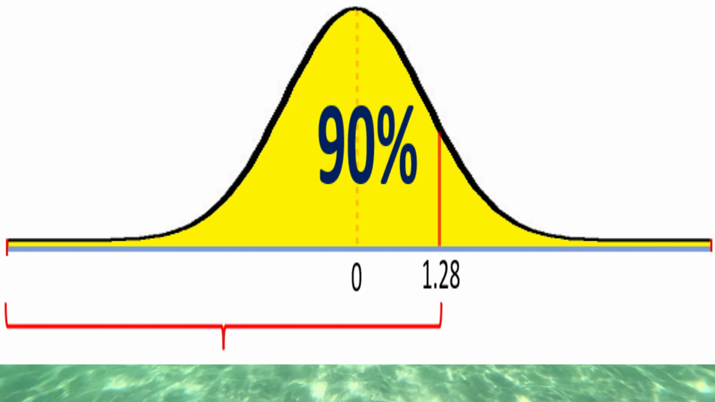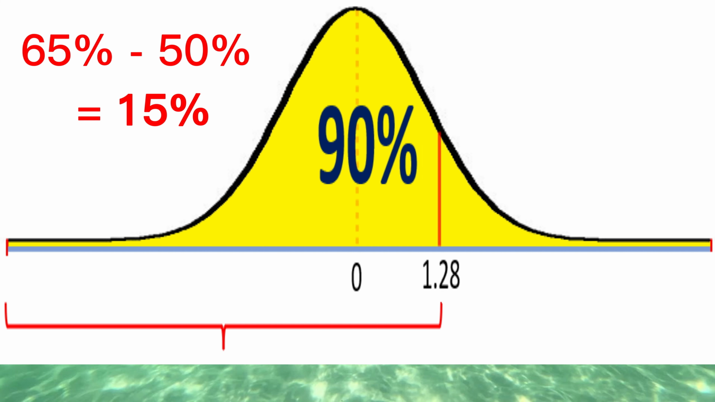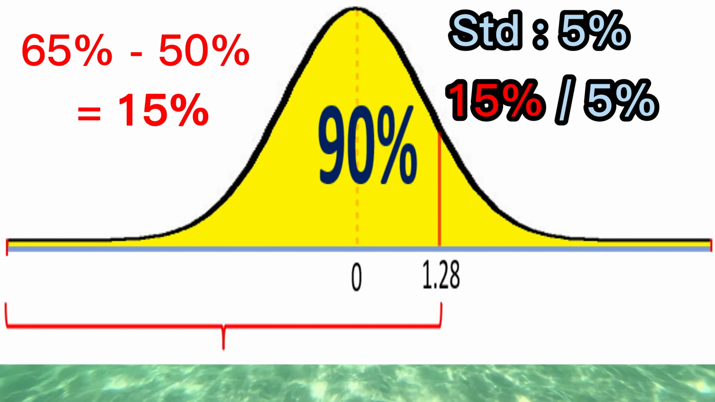Then we calculate. For example, we found the lovers 65%. 65% minus the boy's claim 50%, it's 15% away. Let's divide this by the standard deviation. For example, let's say that it's 5%. 15% divided by 5%, it's 3 standard deviations away. So, it's out of the area. So, we reject the hypothesis.